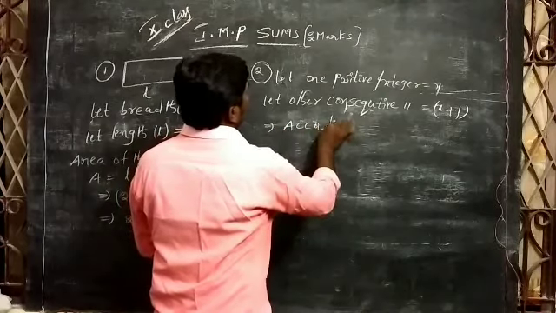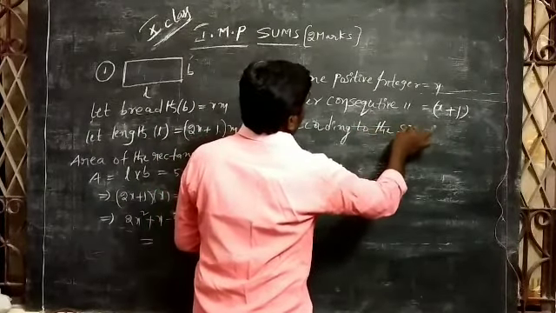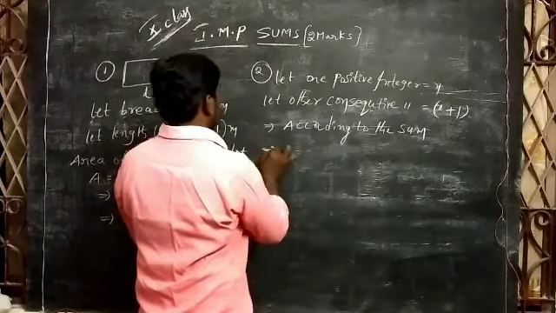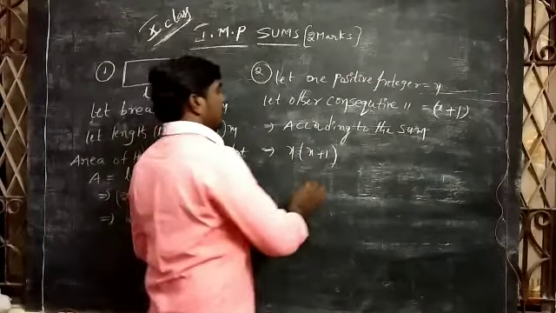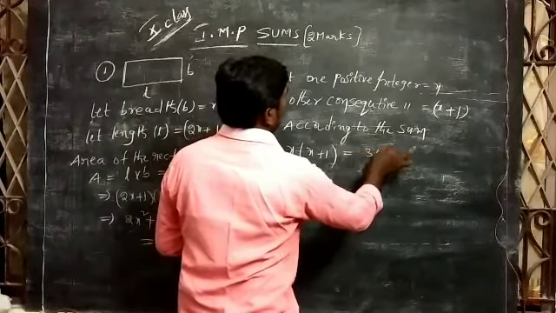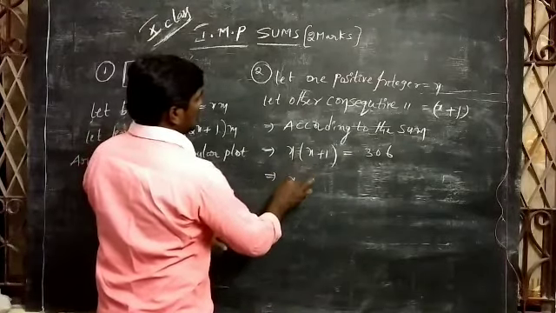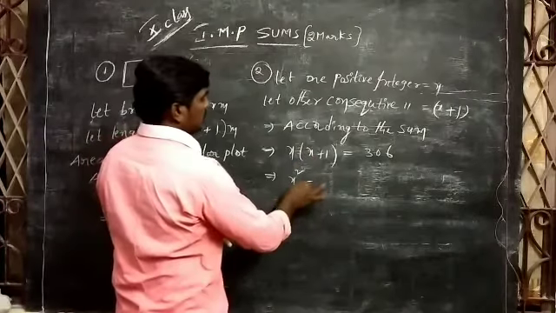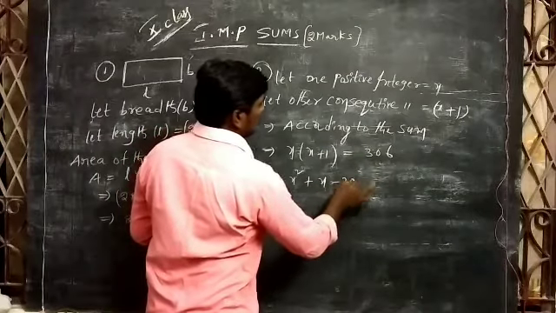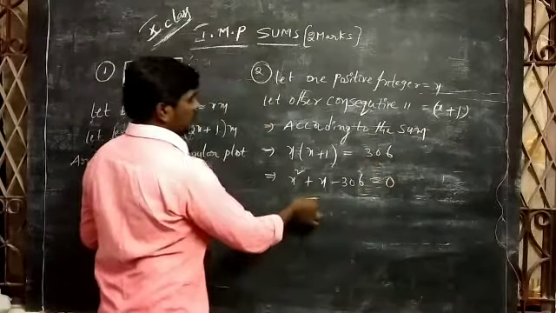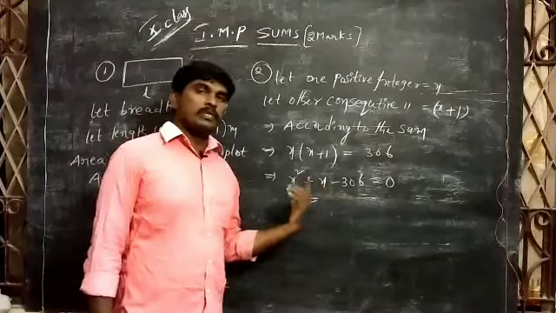So according to the sum, these two numbers' product we have to find out. So x into x plus 1 is equal to 306. Okay. So x into x is x square, plus x into 1, x, and 306 becomes minus 306, equal to 0. You see, this is the quadratic equation form, x square plus bx plus c equals 0.